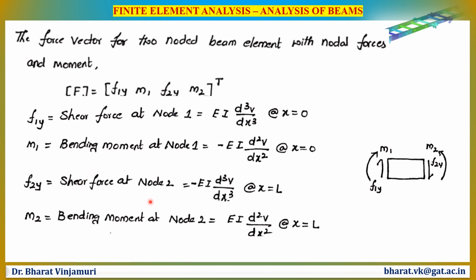Similarly, shear force at node 2 is taken as a negative value because it is moving against the y direction, opposite to the y direction. Concentrate here. At node 2, the value of x is equal to L. So at x equal to L, F2y is equal to minus EI d cube v by dx cube. Similarly, the bending moment M2 at node 2 is equal to EI d square v by dx square, at x equal to L, and the bending moment here is positive because it makes a counterclockwise bending moment.